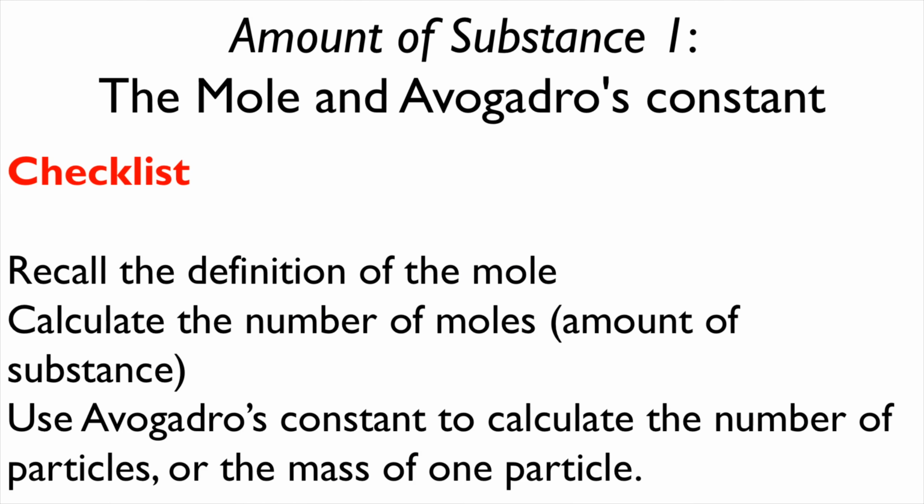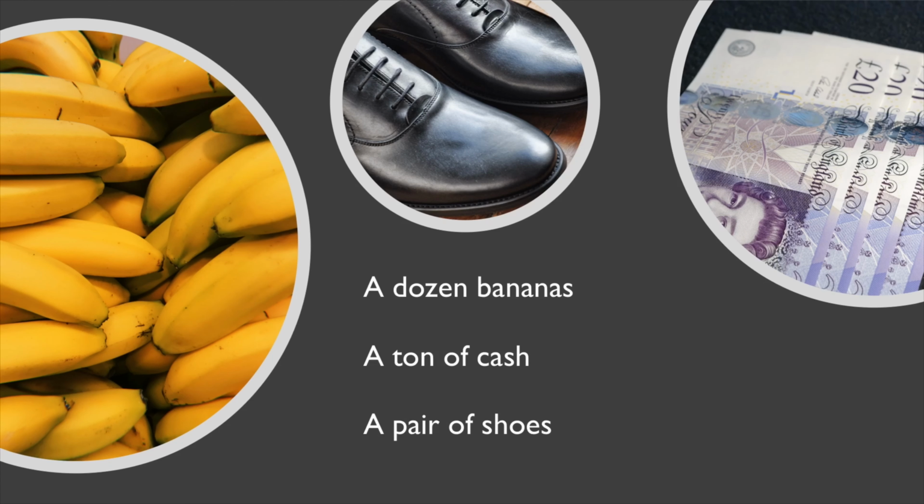Hello, so today is the first in a series of videos about amount of substance. We're going to be looking at the first one today, which is about the mole and Avogadro's constant, or the Avogadro number. So our checklist, by the end of the session we should be able to recall the definition of the mole, calculate the number of moles, sometimes called amount of substance, and use Avogadro's constant to calculate the number of particles or the mass of one particle.